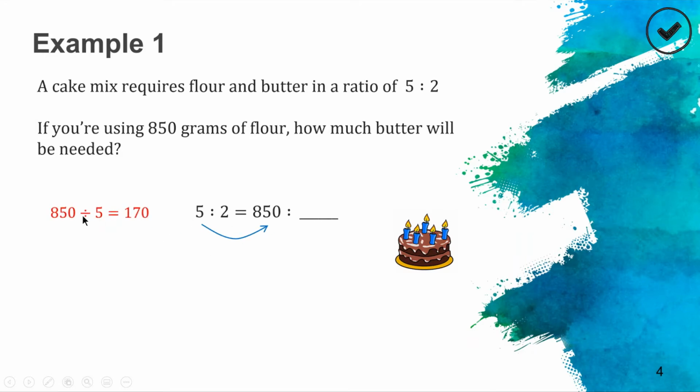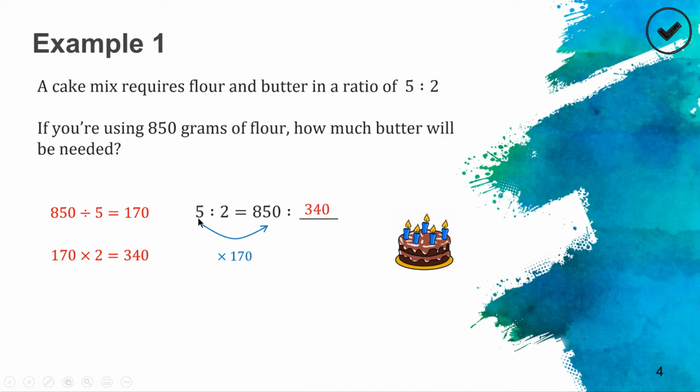850 divided by 5 works out to be 170. This means that from the left-hand side of the equal sign to the right-hand side, the numbers are being multiplied by 170. If that's what's happening to the 5, we need to do the same thing to the 2. We're going to do 2 lots of 170. That works out to be 340. So the missing gap here is going to be 340 grams.